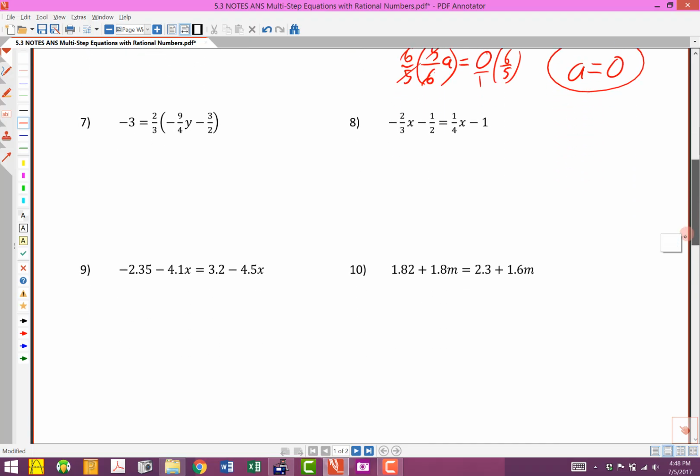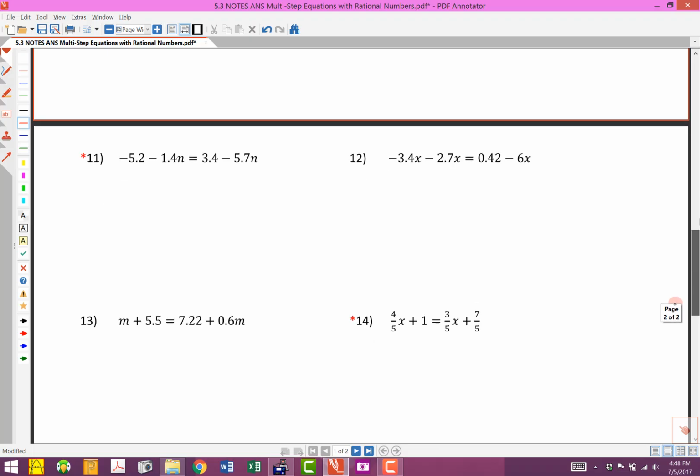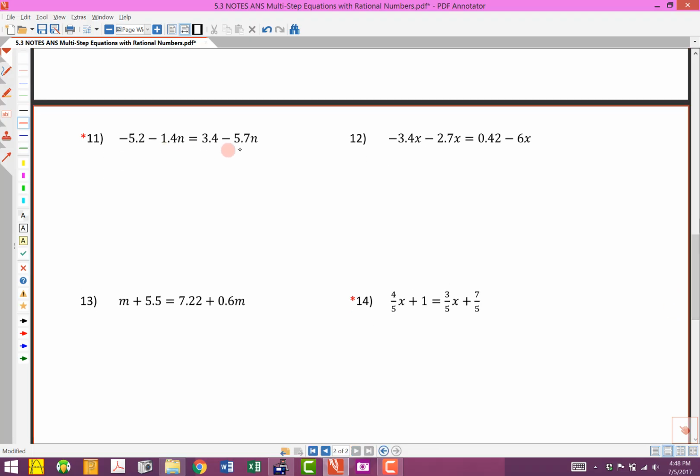Alright, let's take a look at the next one. This one's got decimals. This one has variables on both sides. So remember, we want to move the smallest one. So I want to move this one to the other side. It's the one that's most negative. So I'm going to add 5.7 to both sides, 5.7n. So I'm going to cancel that off.